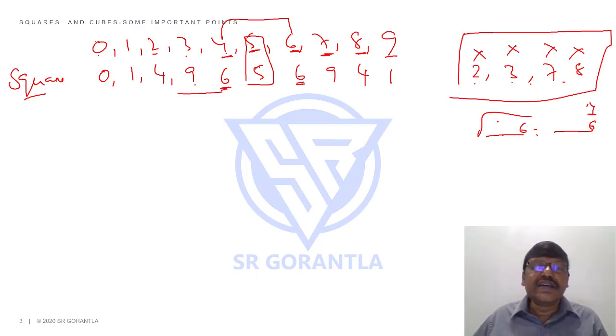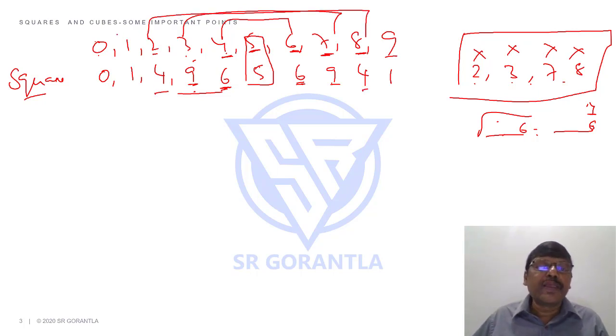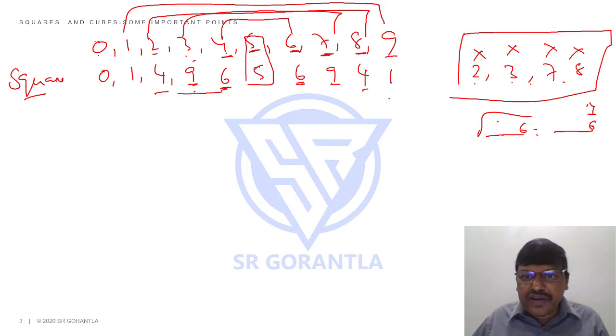If it is ending with 9, the number should have 3 or 7. 3 or 7, both when you square, you'll get 9. 2 or 8 both will give you the same 4. 1 or 9 both will give you the same 1. Right, students? So now one more thing, please.